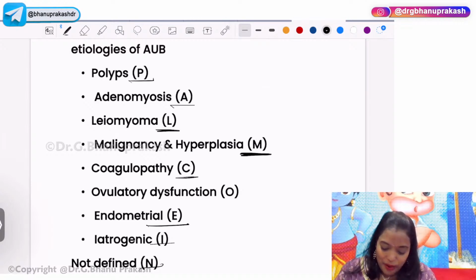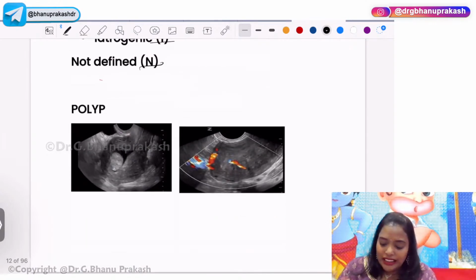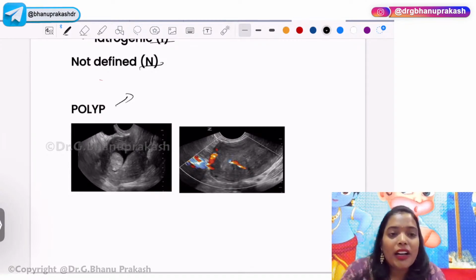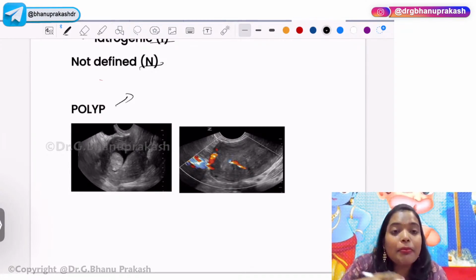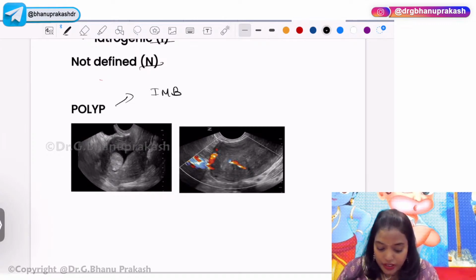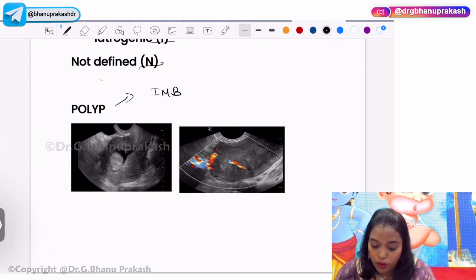Right. So now coming to polyps. What is the classical appearance of the polyp? What is the main symptom of polyp? In the exam, the main symptom will be intermenstrual bleeding. That is bleeding in between the periods. So in polyp they'll have intermenstrual bleeding. And when you check the USG, you will see a homogeneous echogenic mass.